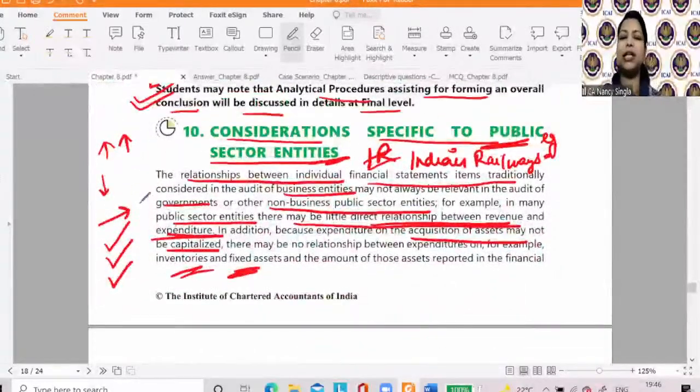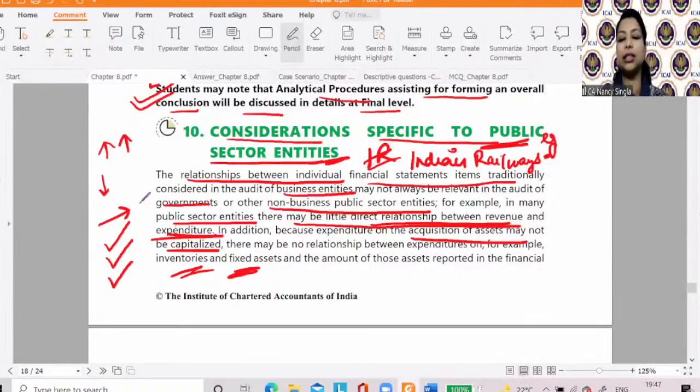एंड पब्लिक सेक्टर में सी देयर आर 4 पॉइंट्स. क्या क्या है? इट सेज पहला वाला पॉइंट क्या है कि जो ट्रेडिशनल एंटिटीज, बिजनेस एंटिटीज में रिलेशनशिप होता है वो पब्लिक सेक्टर एंटिटीज में नहीं होता है. फॉर एग्जांपल रेवेन्यू और एक्सपेंडिचर में रिलेशनशिप नहीं होता है. ठीक है. देन वी सॉ दैट एक्विजिशन ऑफ एसेट्स, ये सब कैपिटलाइज हो सकता है ना हो, acquisition of assets या inventories. And then we saw that comparable data is not available.